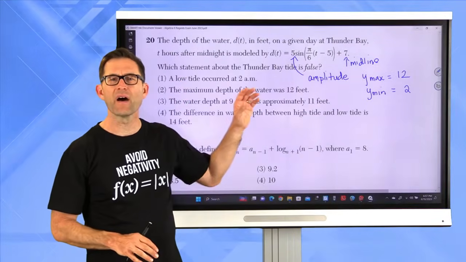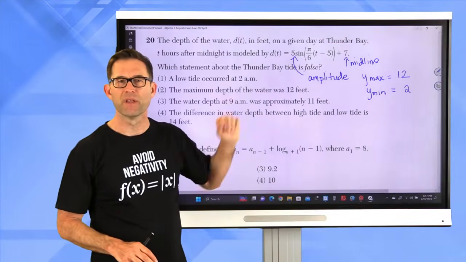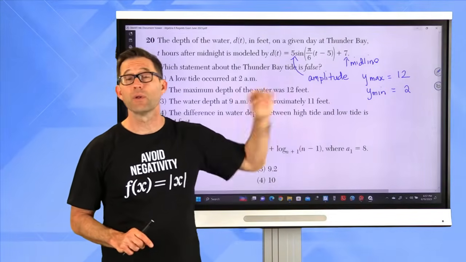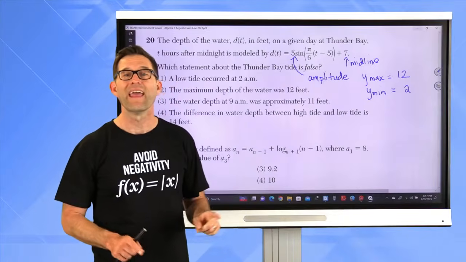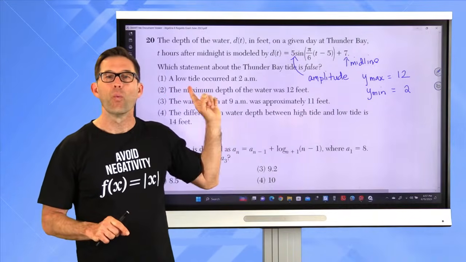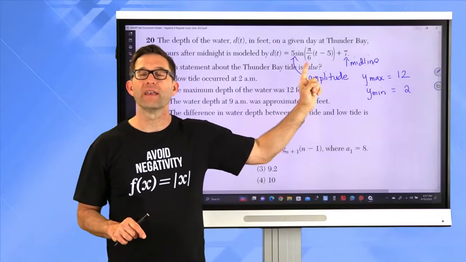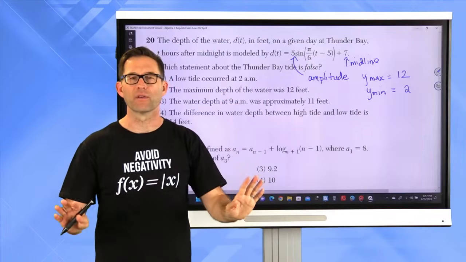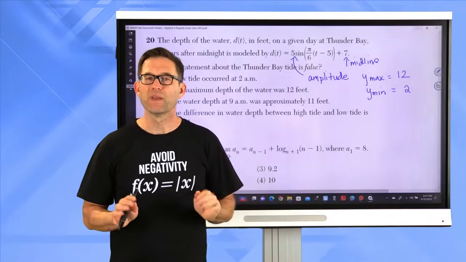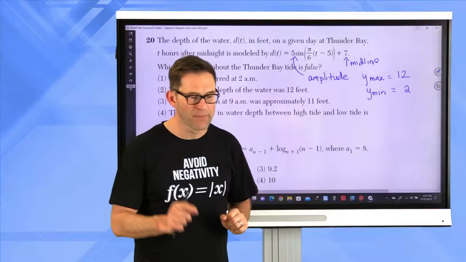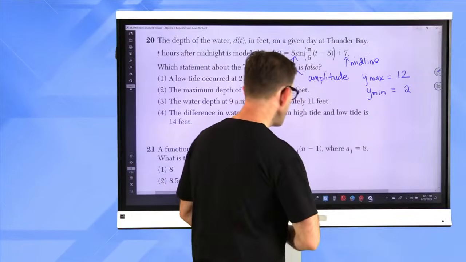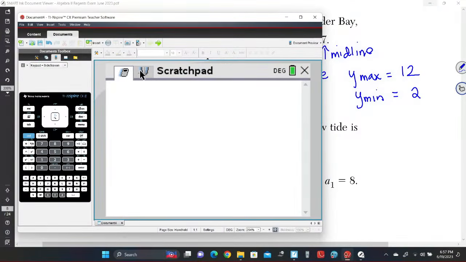But then there's a lot of other stuff on here that gets a bit confusing, although even those two alone are enough to pick out which one is not true, right? Which statement about Thunder Bay tide is false? But regardless, what I'd like to do is put this into our calculator, all right? So let's take a look at this thing in our calculator. You've got 3 hours. It never hurts to graph, all right?